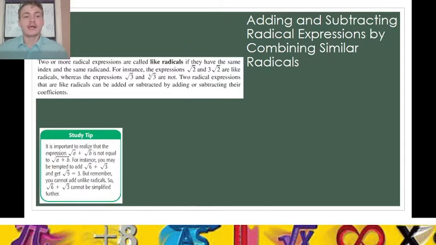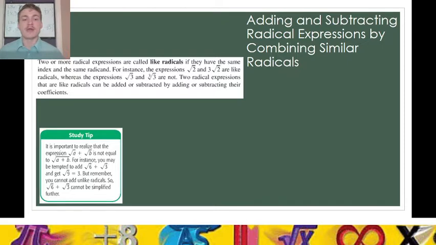It is important to realize that the expression square root of a plus square root of b is not equal to the square root of a plus b. Notice here that a and b are different radicands. The square root of a has a root of 2 and a radicand of a. The second expression has a root of 2 and a radicand of b. The radicands are not the same, thus we cannot combine those two expressions.